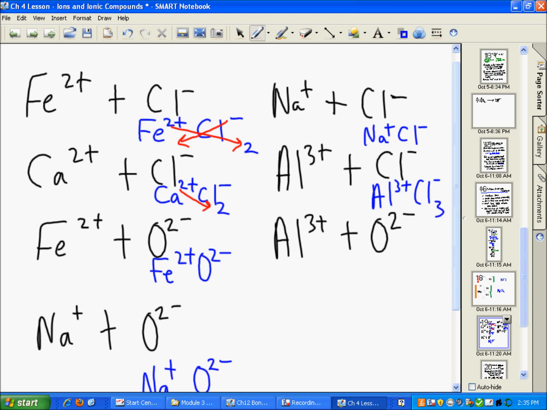Good. And how about Al3+ and O2-? Just cross the numbers down. So take your 2, put it on the Al, take your 3, put it on the O. And if you count up your charges, you have 6 positive charges and 6 negative charges, which will add up to 0.